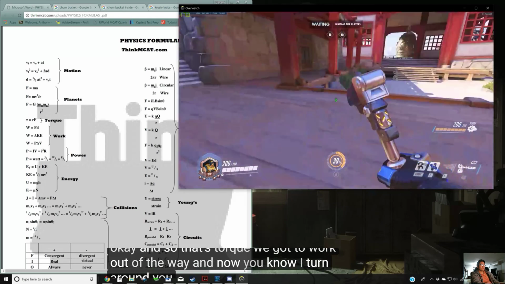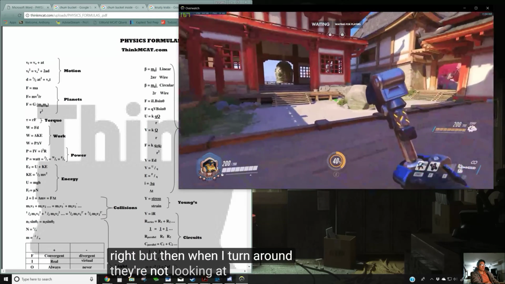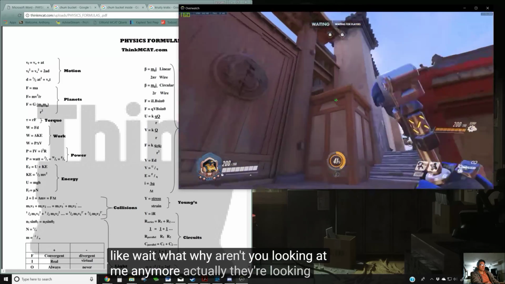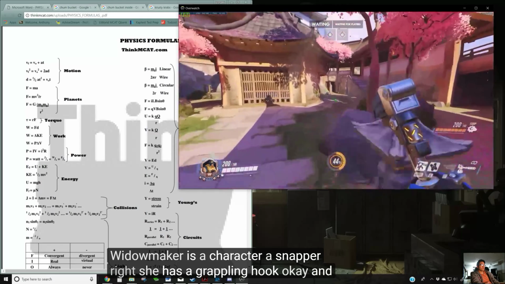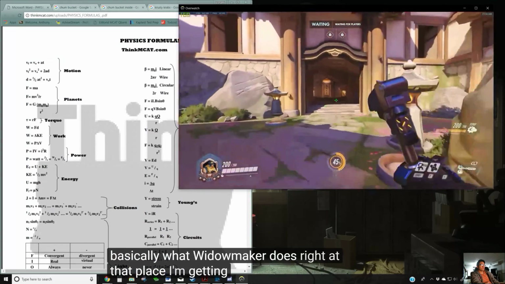And now I turn around, they're filming, right? But then when I turn around, they're not looking at me anymore. I'm like, wait, why aren't you looking at me? Actually, they're looking at a person up here called Widowmaker. Okay, Widowmaker is a character, a sniper, right? She has a grappling hook, okay? And basically what Widowmaker does, right at that place, I'm getting Widowmaker by the way.